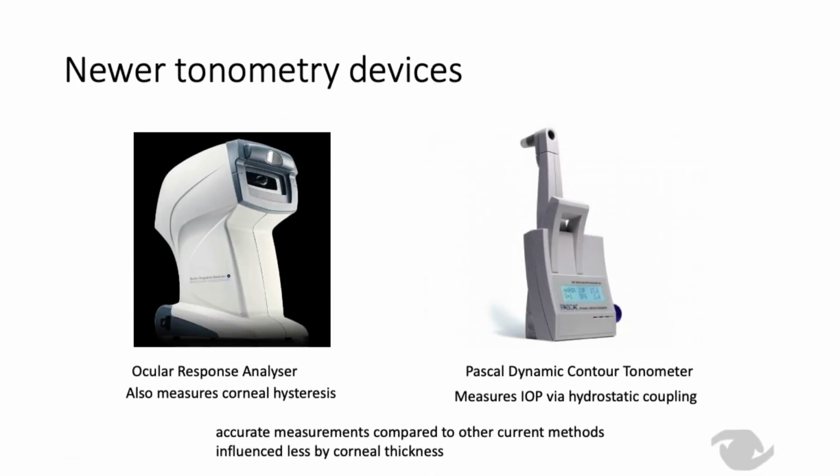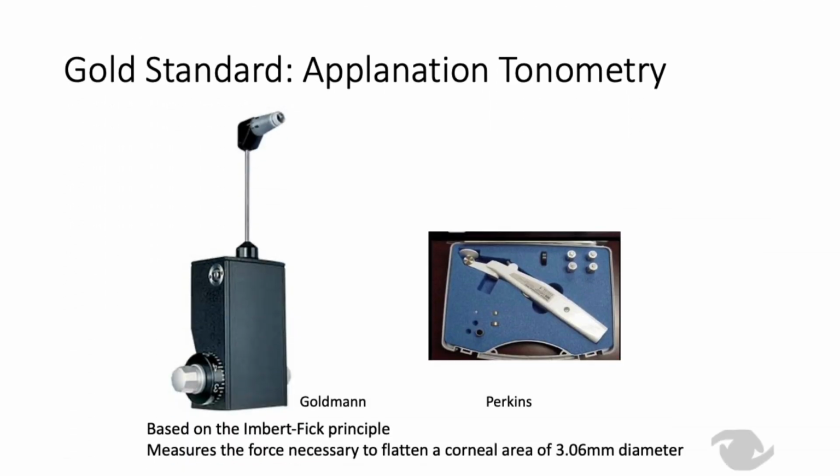Newer devices like ocular response analyzer and dynamic contour tonometer are influenced less by corneal thickness and are more accurate compared to other methods. The gold standard for clinical use is the slit lamp mounted GAT or the handheld Perkins tonometer. These measure the force needed to flatten a corneal area of 3.06 mm diameter.